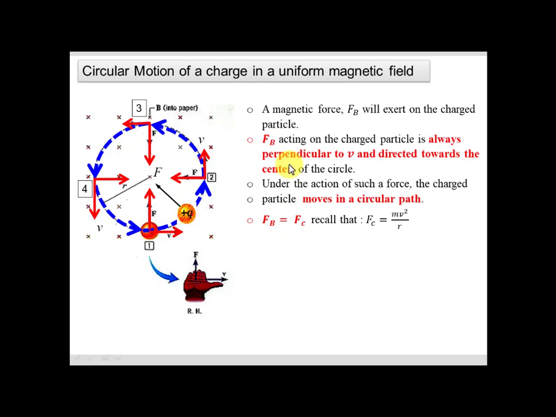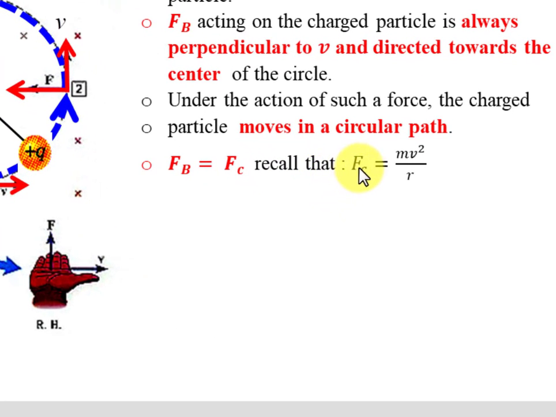Since it moves in a circular path, we recall from chapter 6 in semester 1 that F_B equals F_C. We have known that F_C equals mv squared over r, from uniform circular motion, chapter 4, topic 6, semester 1, SP015.